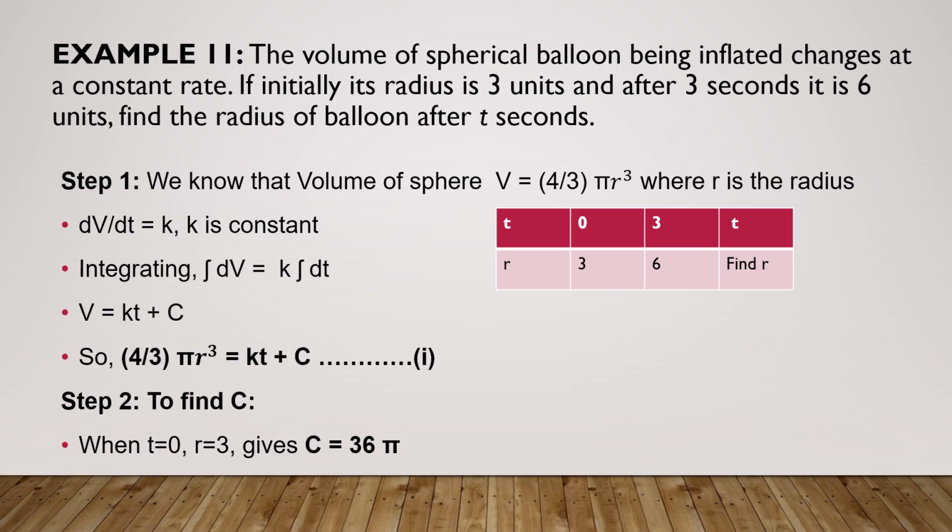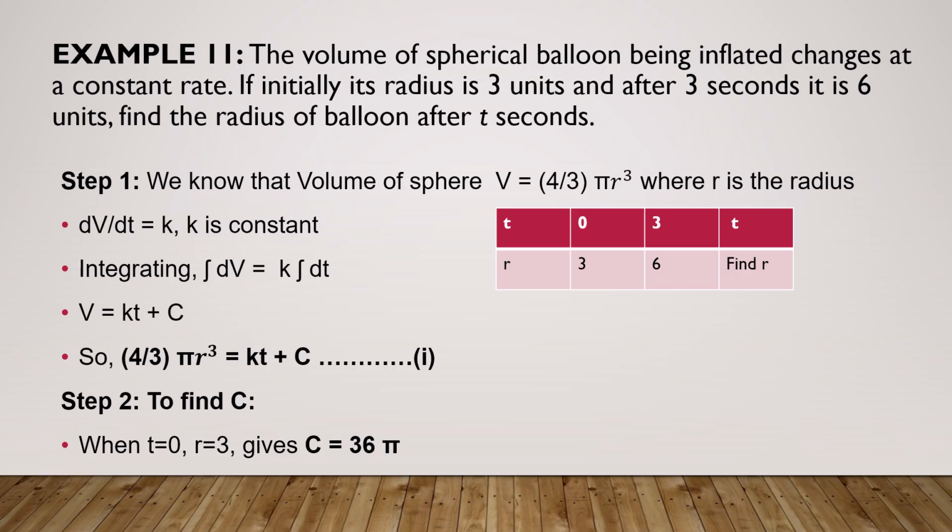Now what conditions are given over here? I told you previously, if you just list it in the form of a table, it will become very easy for you to get the constants. Again, in our equation 1, there are two constants which we need to find out, which are k and c. So first condition is initially its radius is 3 units, means when t equal to 0, r equal to 3. After 3 seconds means when t is equal to 3, r becomes 6. And next is you need to find the value of r at a given time t.